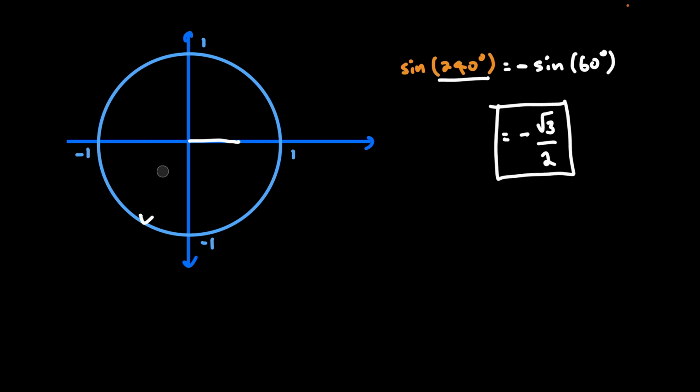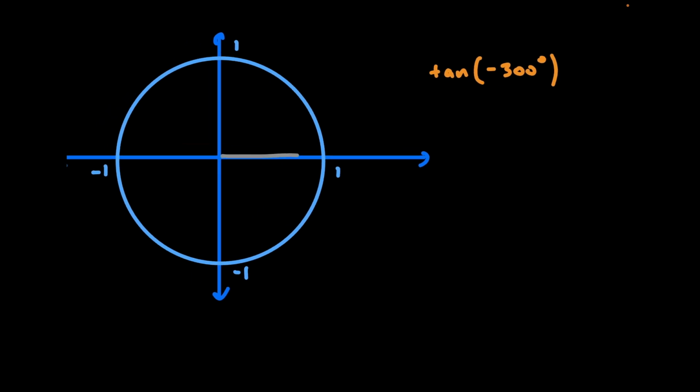The next one we're going to be looking at is the tangent of negative 300 degrees. What is negative 300 degrees? Well, if you look at our unit circle, any angle that we measure on our unit circle is always starting from the positive x-axis, but going in an anti-clockwise direction like this. If it's negative 300 degrees, because we have a negative here, we would go in a clockwise direction.